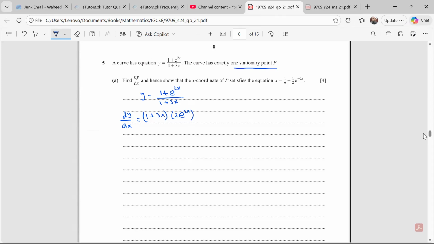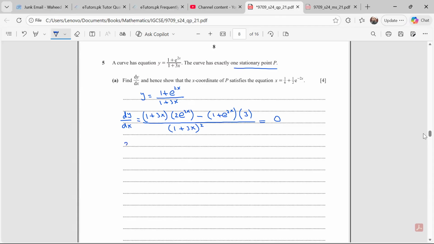Minus the upper function 1 plus e to the power 2x into the derivative of the lower function, and that's going to be 0 plus 3, right? And divided by the square of the lower function, so 1 plus 3x and its square. And this has to be equal to 0, right? In order to find the stationary point, I need to put the derivative equal to 0. So let's solve it.